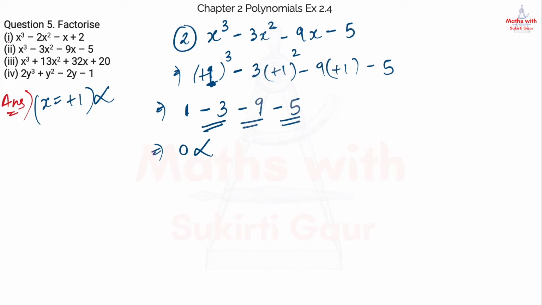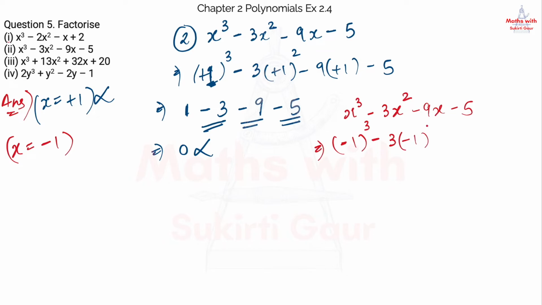Let us try some other value. x equals to minus 1. Let us put that in x cube minus 3x square minus 9x minus 5. Minus 1 cube minus 3 into minus 1 square minus 9 into minus 1 and minus 5. Here we are getting minus 1 cube as minus 1. Minus 3 into 1 square will give us minus 3.